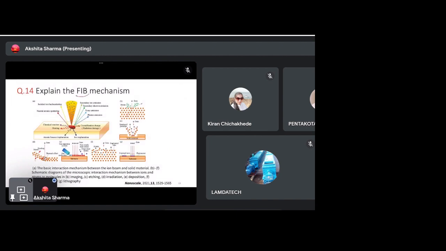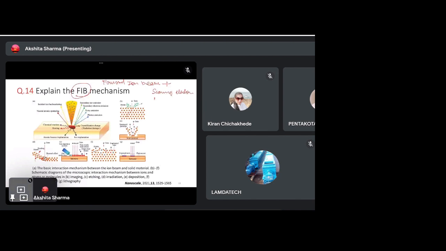The F stands for focused, ion beam, and when it is combined with a scanning electron microscope, then it is known as FIB-SEM.